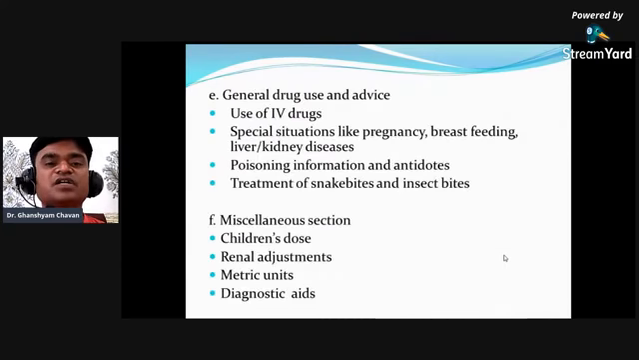Now E, general drug use and advice. In that, use of IV drugs. Now, what drugs should we use by IV route? Only nurses or properly trained doctors and physicians should give these injectables. In that, one should know the rules: how to use ampules, where and how they should break, and after that, how to take that drug into the syringe.